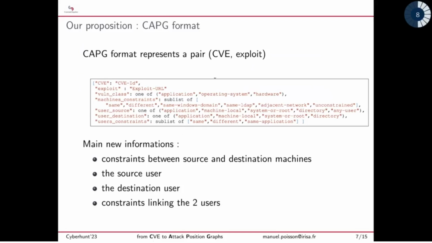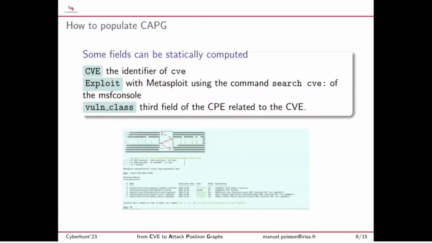Now that we have an idea of how we want to represent this CVE, the question is how do we populate this format? How do we represent the CVE in this format? Some fields are quite easy to compute. The CVE field is just the identifier of the CVE, that's the starting point.